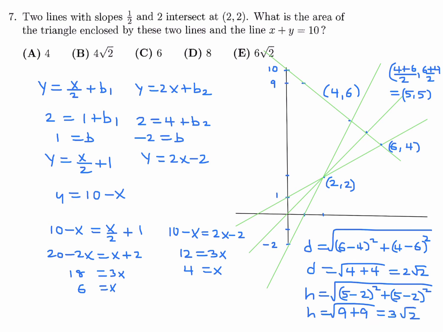Okay, finally, we can figure out the area. 1/2 base times height. The base is 2 root 2. The height is 3 root 2. And therefore, root 2 times root 2 is 2. That cancels with this 2. And then that would just be 6. So number 7, the answer is C.